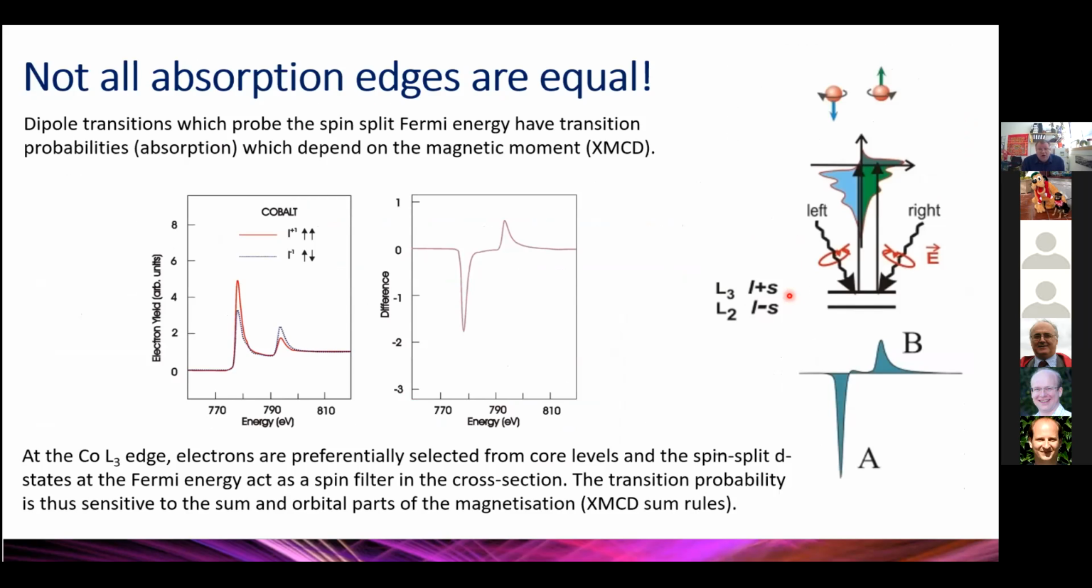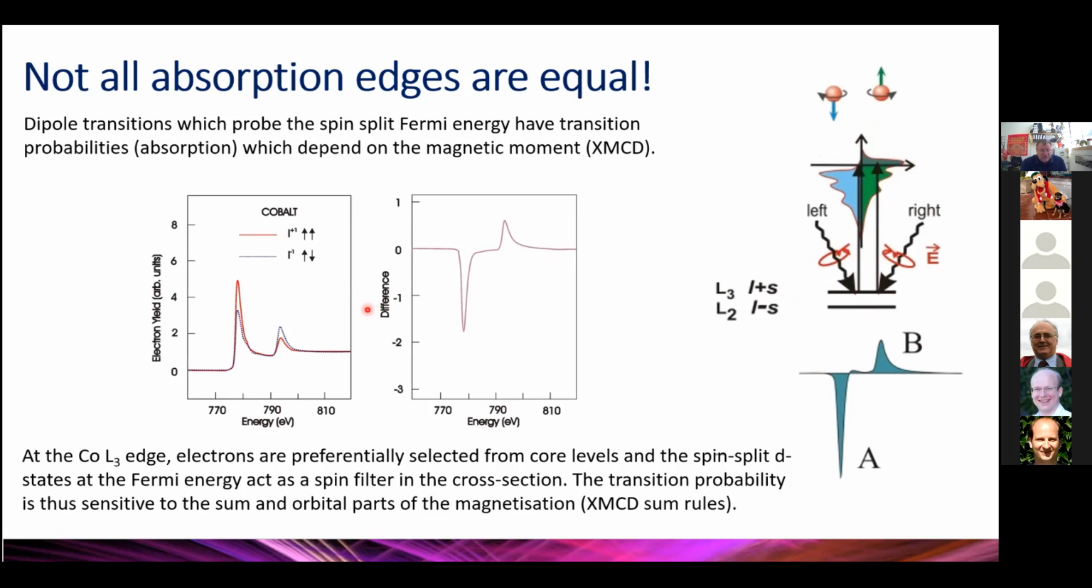So I'm sure many of you are aware of the XMCD phenomenon. Certain absorption edges, and particularly those in which you've got a direct dipole transition from a core state into the Fermi level, which is spin split, then if you come in with left or right circularly polarized light, you preferentially pick up a spin up or a spin down electron. And of course, the spin split d state gives you a spin filter. So the transition probabilities of left and right circularly polarized light are necessarily different, and they also depend on the magnetization, which defines this d state in here.